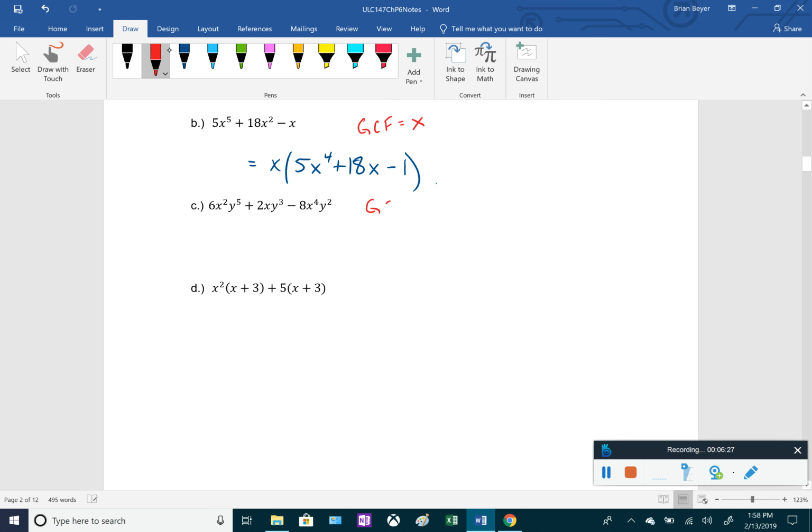We have more terms here, or more factors. So 6x squared y to the 5th plus 2xy cubed minus 8x to the 4th y squared. The GCF of the coefficients 6, 2, and 8 is going to be 2. The GCF for the x factor, the smallest exponent is a 1 on the second term, so just x. Next, for the y factor, the smallest exponent is 2 on all three of those terms, so y squared. So that's our GCF.